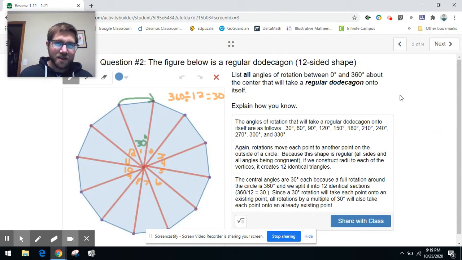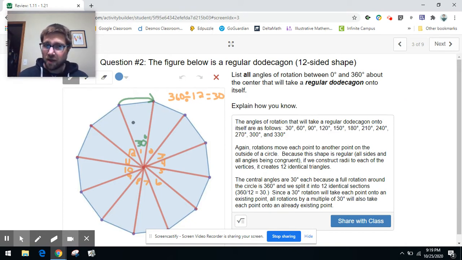Okay, question 2. This is a regular dodecagon, which has 12 sides, and I want to know the angles that you can rotate it by so that it lands on top of itself. So, short version, it's 30, and all of the multiples of 30 that work, okay? Why 30 to start with, okay?